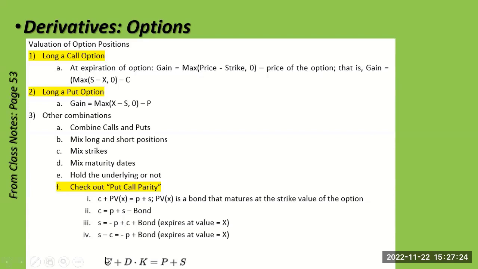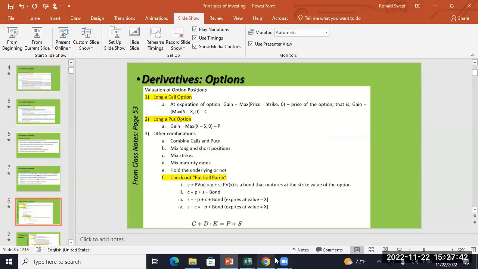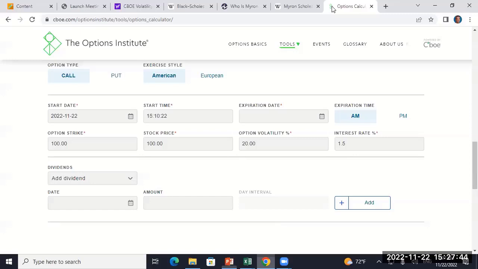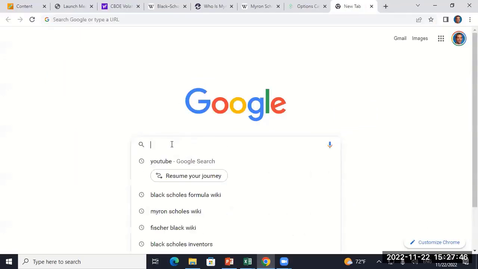You might see it written like this: C plus DX equals P plus S. Here I use the X, but it's the strike. So that's essentially the bond. It's a very, very famous formula, and Wikipedia does an exceptional job on this.